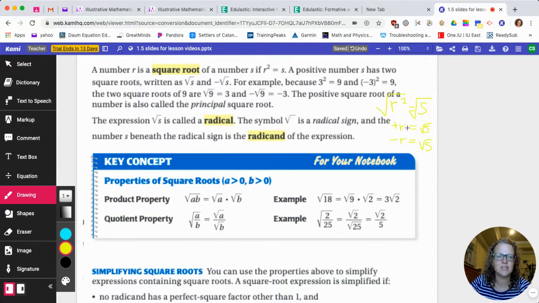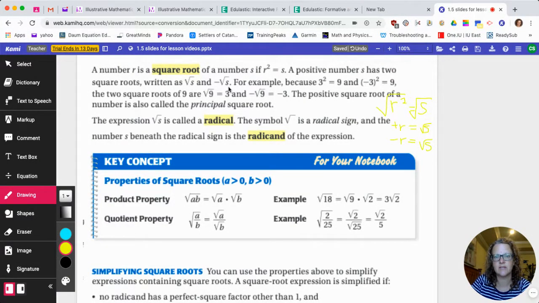That's because if I square this, if I raise it to the second power, positive r raised to the second power is r squared. Negative r raised to the second power is also r squared. So we need to account for both the positive and the negative side of that.